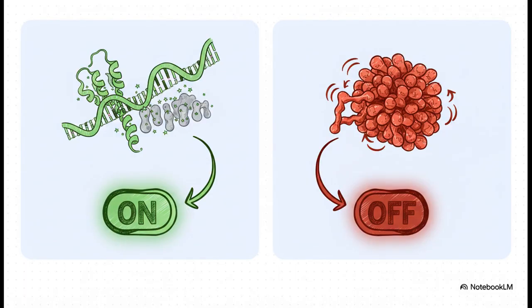Now, these proteins that bind to DNA, they generally fall into 2 main categories, activators and repressors. Activators are your on switches. They call in their friends, called coactivators, to help unwind the DNA, making the gene accessible for transcription. Repressors, well, they do the exact opposite. They recruit co-repressors to pack the DNA up really tightly, shutting the gene down completely.